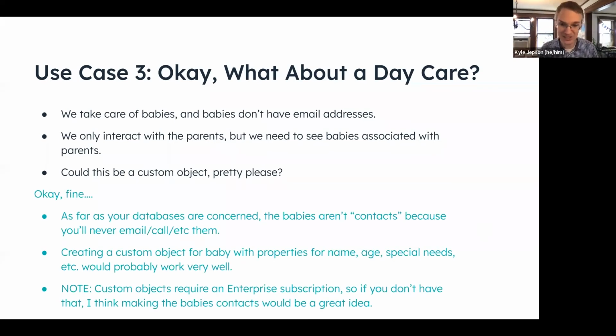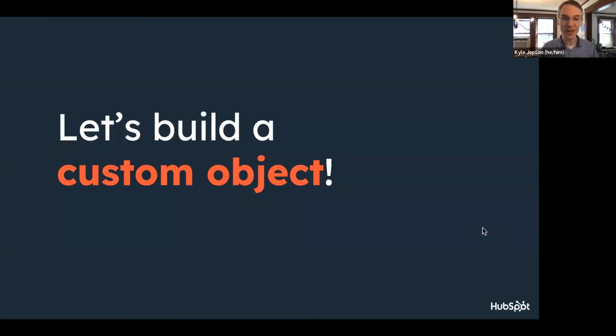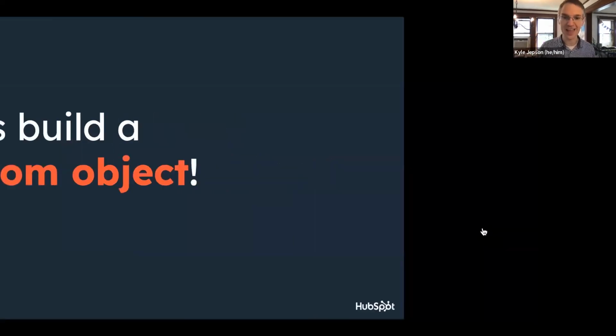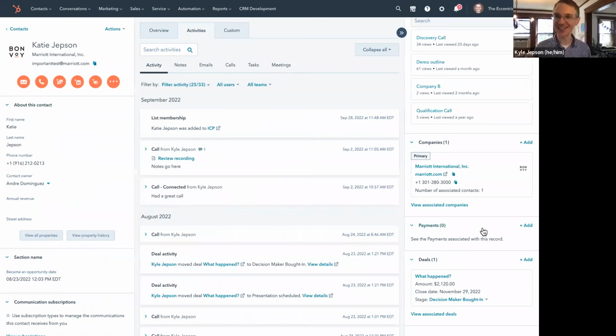As far as your database is concerned, the babies aren't really contacts because you're not going to be communicating with them. Creating a custom object for a baby would give you the ability to keep track of the baby's name and age and special needs and whatever else you need to keep track of. Again, you need Enterprise to be able to create custom objects. So if you don't have that, I think you can make something else work. But sure, let's go ahead and make a baby object. How about that? Didn't mean to come to a hug and say we were going to make a baby, but apparently that's where we're at now.